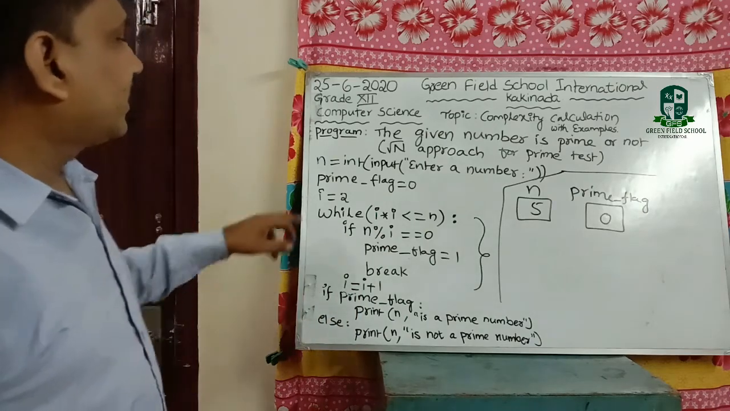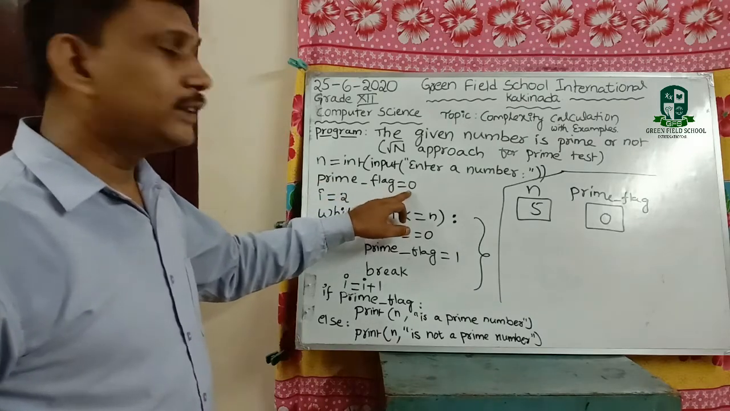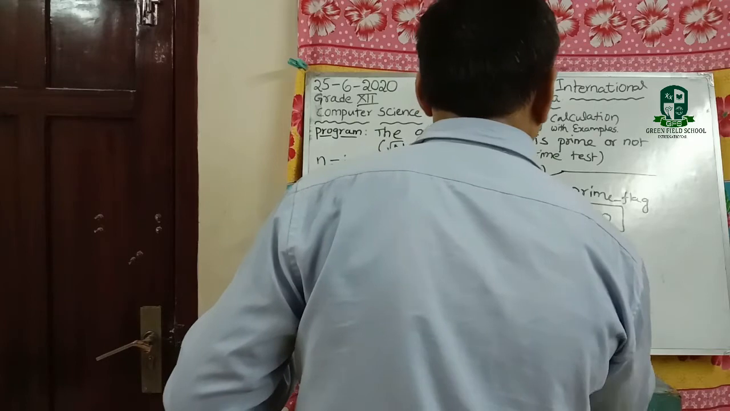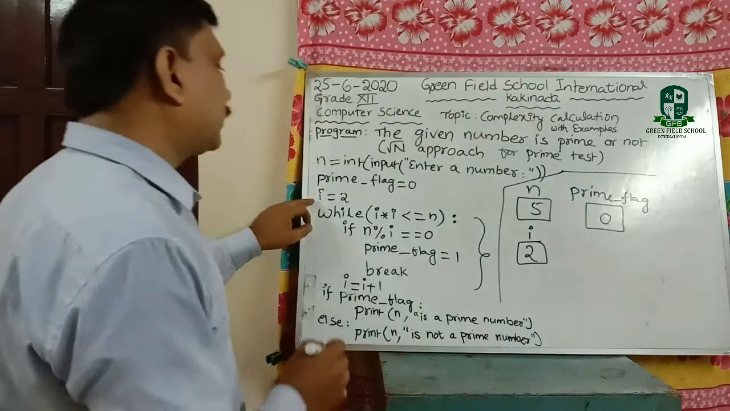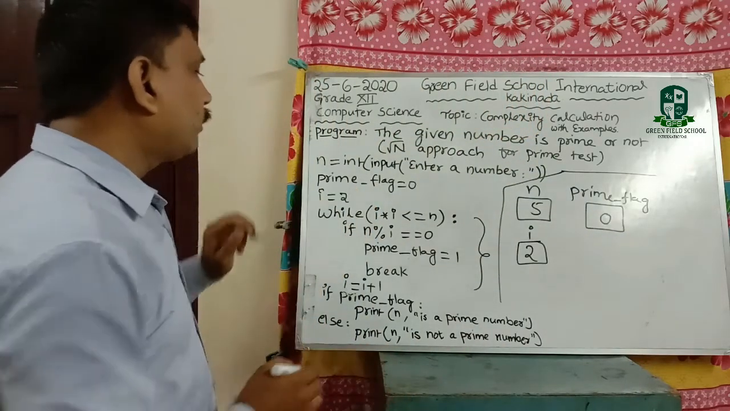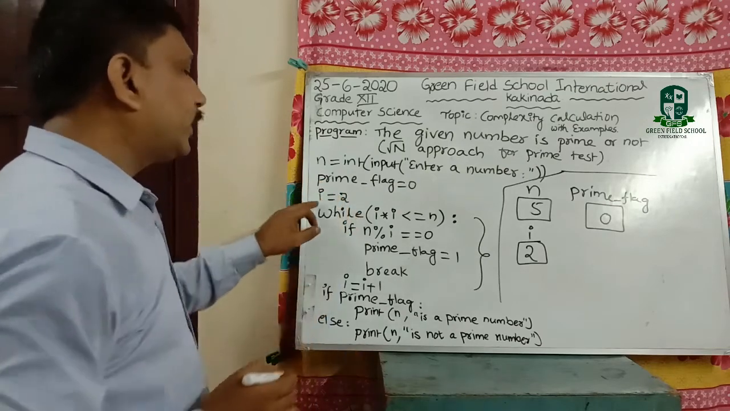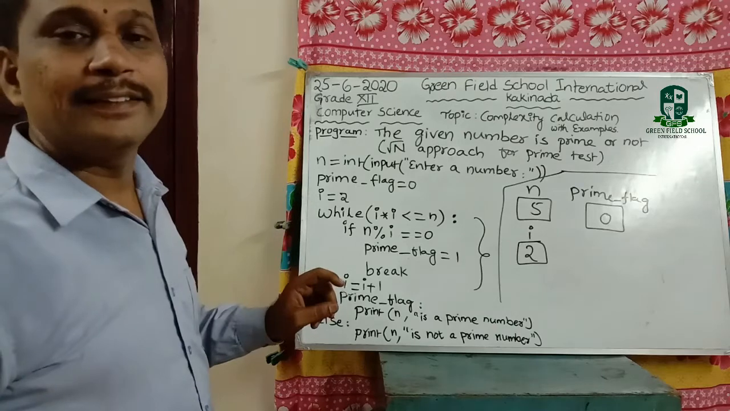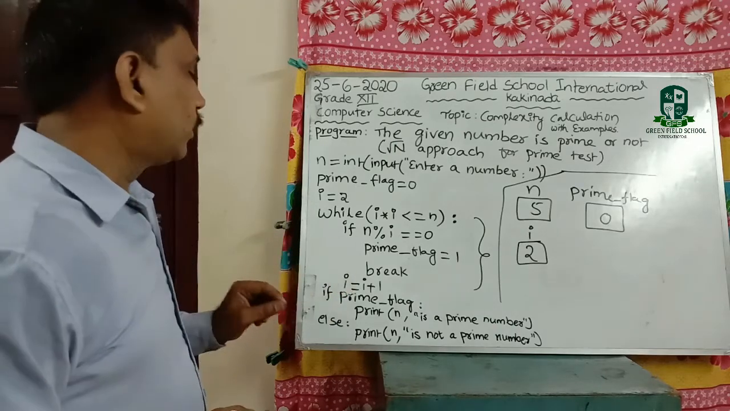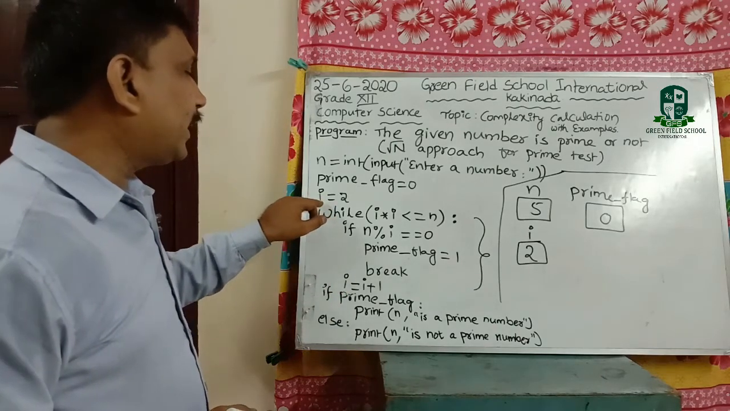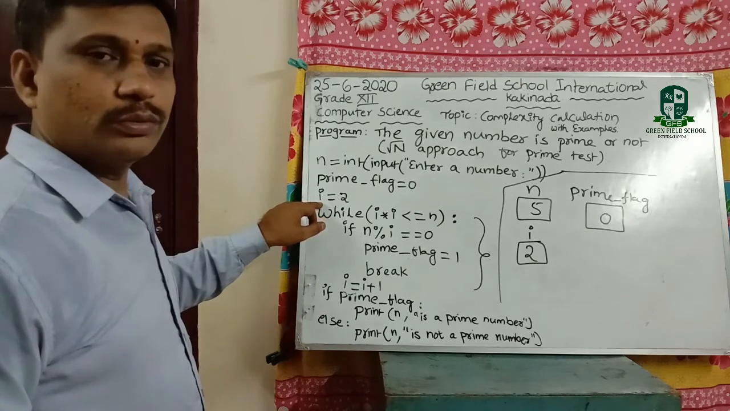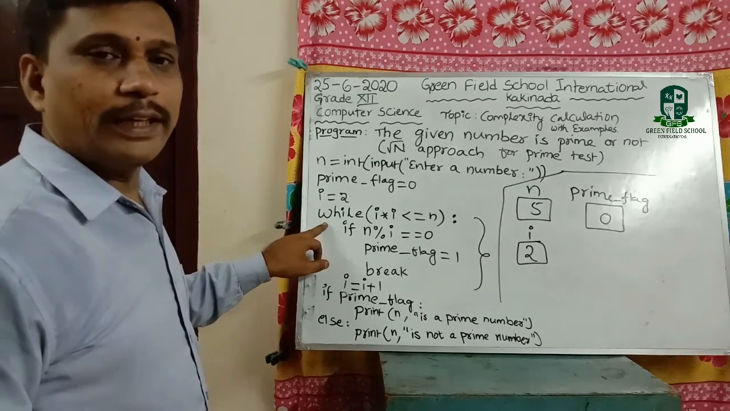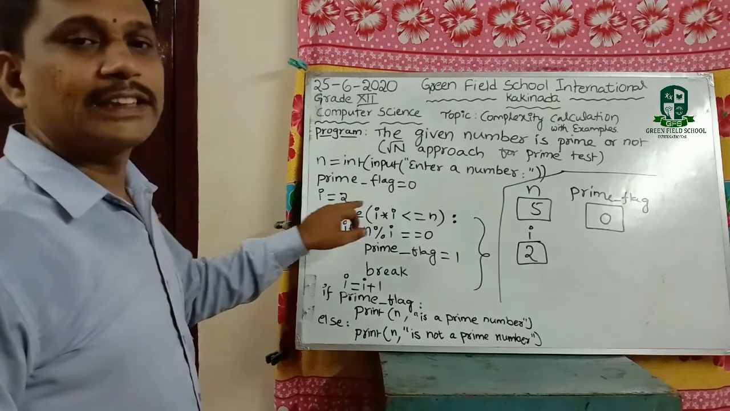See here, the prime flag is already set to 0. Here we start with i. i is called the loop control variable, because i is used in this while loop. Initially i is equal to 2. That is the initial condition. The while loop has a condition on i square.